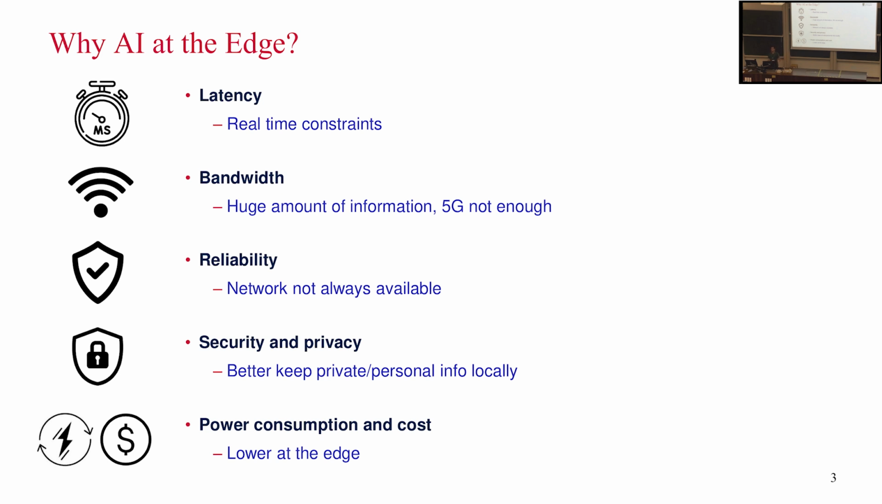Bandwidth: even with 5G, there is a lot of information we need to send to the cloud, and sometimes even these technologies are not enough because the amount of data is huge. Reliability: sometimes there is no connection. Imagine a rescue team in an isolated area, there is no connection, you cannot rely on the cloud. Security and privacy are emerging concerns, especially for banking or medical applications, where we want to keep our information local, secure and private. And power consumption and cost is an increasing concern, and we need cost-efficient and cheap solutions.